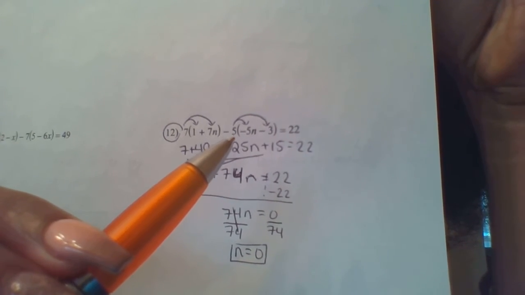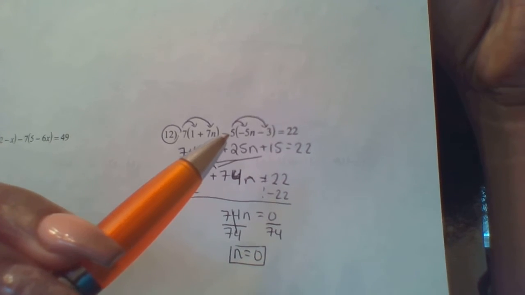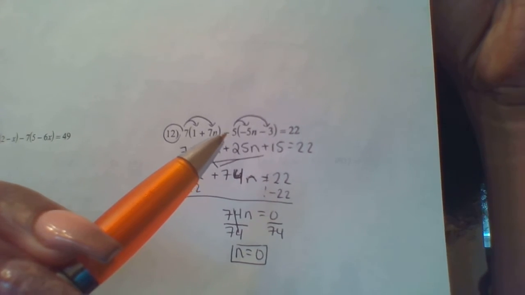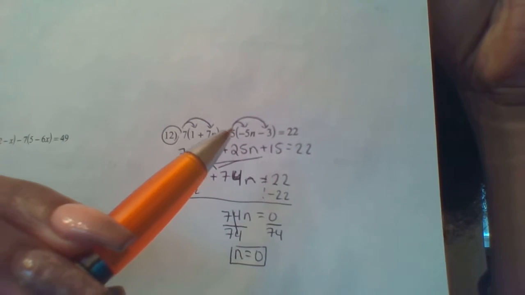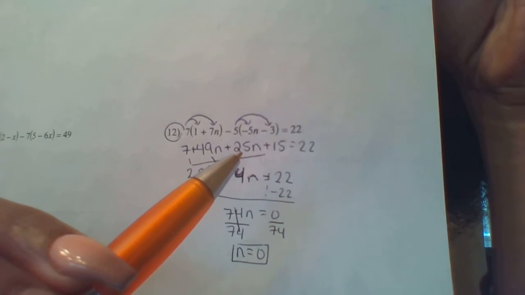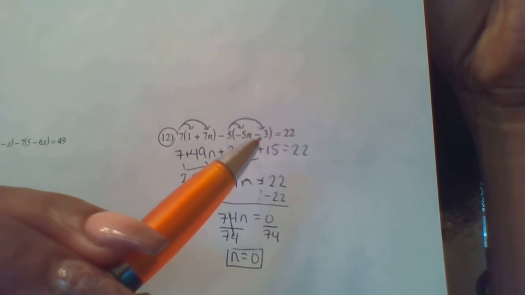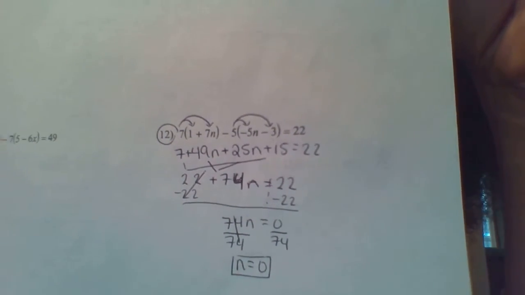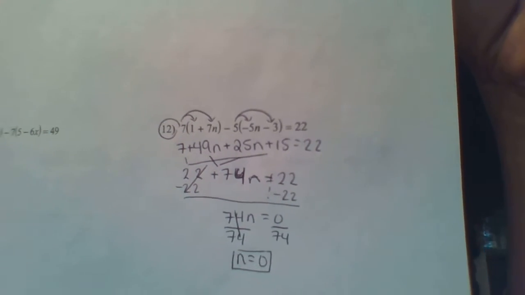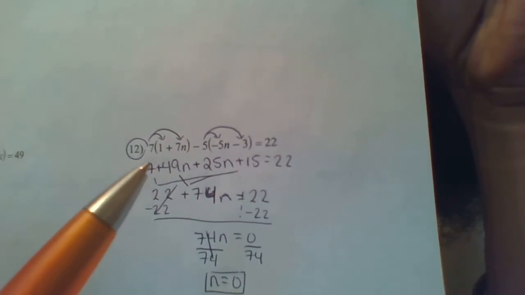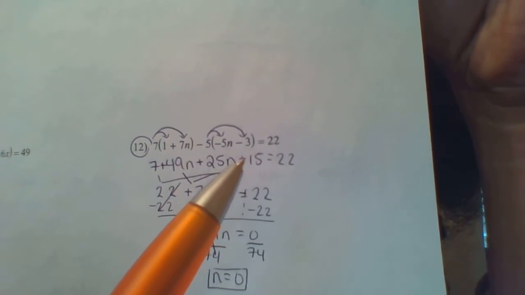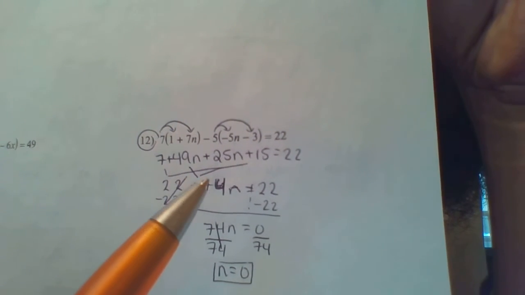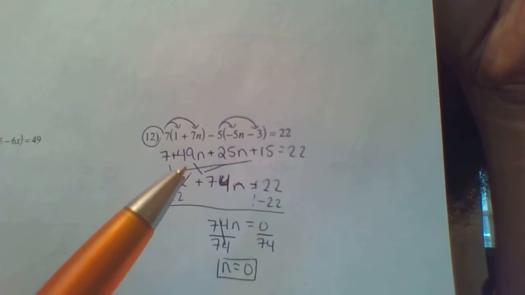For this set, we're going to distribute this negative 5 into the parentheses. Again, this is negative because of the subtraction sign in front of it. Negative 5 times negative 5n is positive 25n. Negative 5 times negative 3 is positive 15. Now we can start combining like terms on the left side of the equation. So we know the 7 and the 15 are like terms because they both don't have a variable. So 7 plus positive 15 is 22.